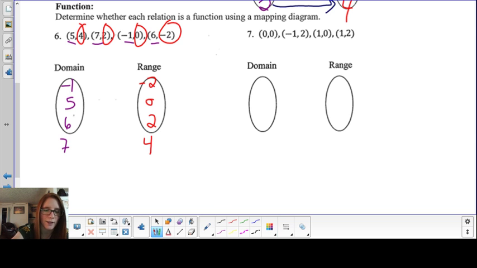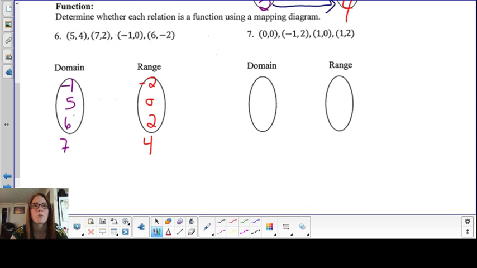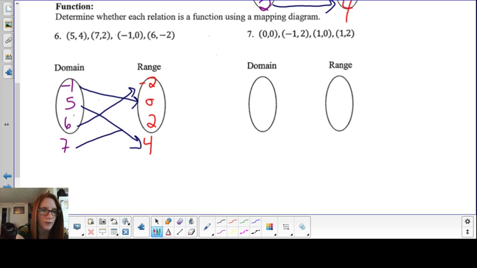And we're going to go ahead and draw our lines to show which number maps to which. x maps to which y. So negative 1 goes to 0. 5 goes to 4. 6 goes to negative 2. And 7 goes to 2. So the key part here is we want, no, oops, not what I want, right?